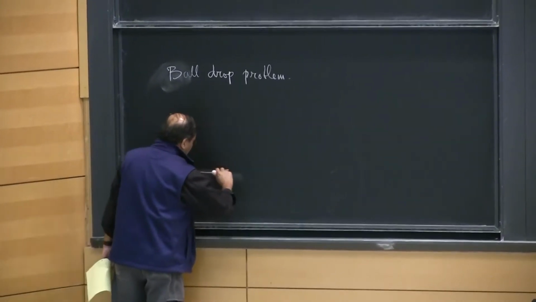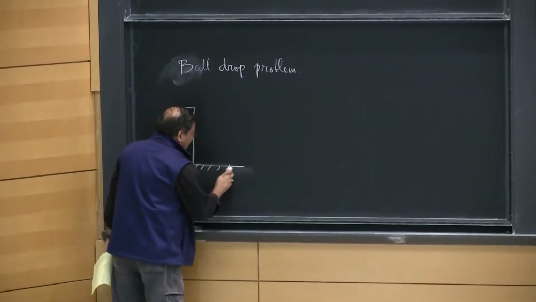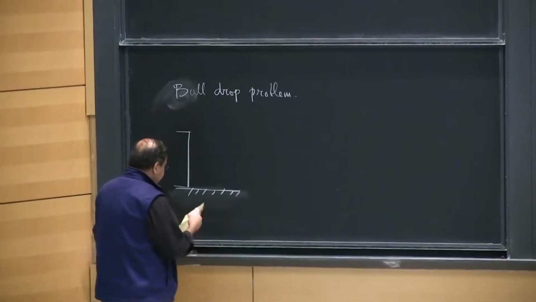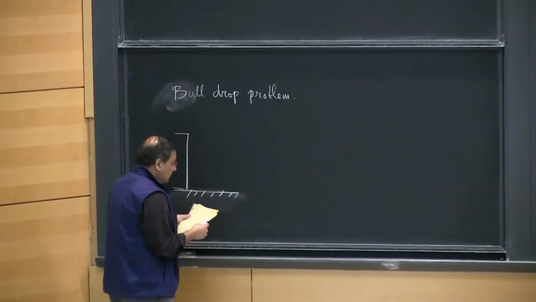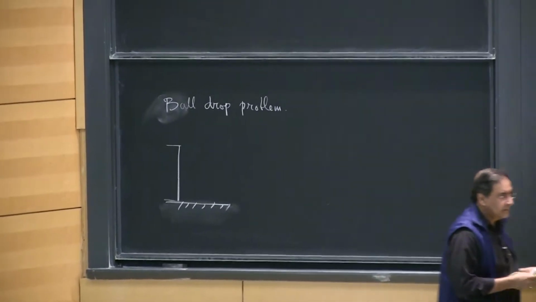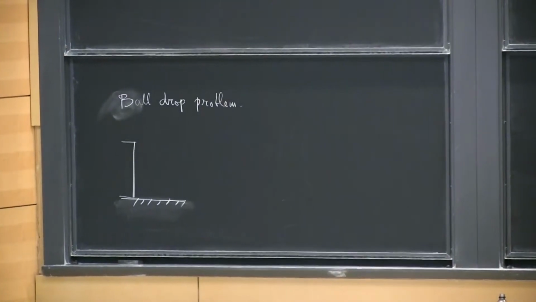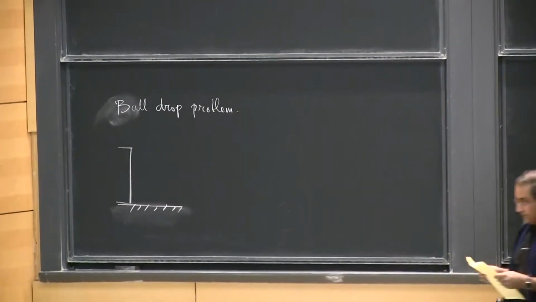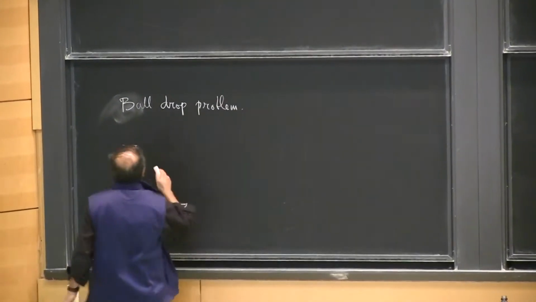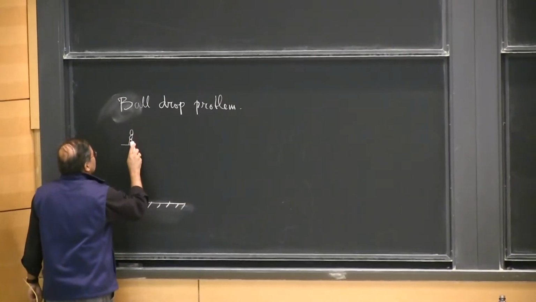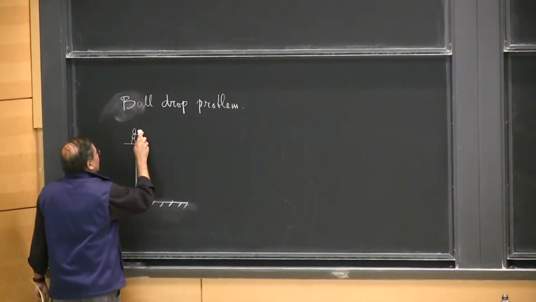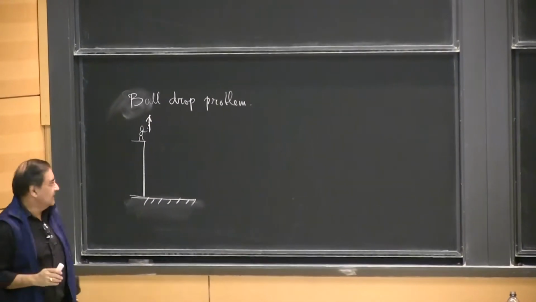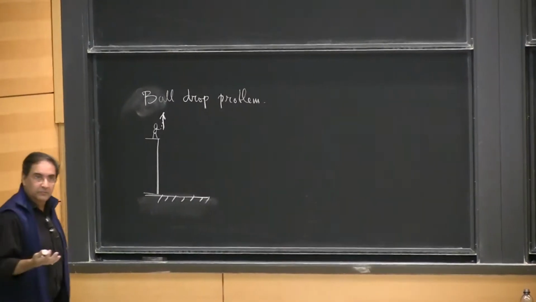Okay? So this is ground level. And what you do, like we have done before, is you throw the ball up. So here you are, and you take your ball and throw it up. So it's given a velocity upward initially, alright? And of course we know it has an acceleration downward, which is g.